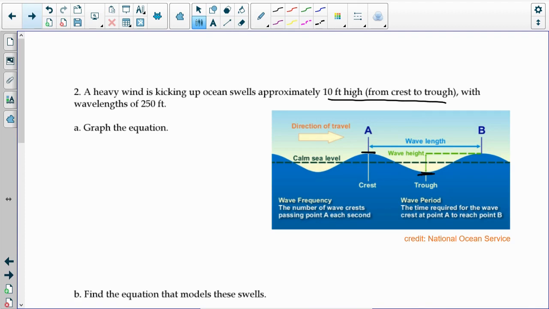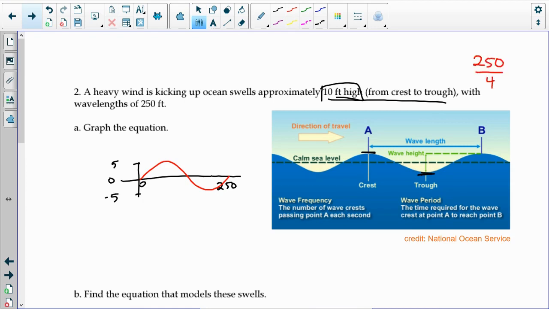We'll call calm sea level 0 in this problem. So that means it's going from -5 at a trough to 5 at a crest based on that information. And then the wavelength is 250 feet. So we'll start at 0 and go to 250, and then we'll just kind of go from there. So there's our sine graph.